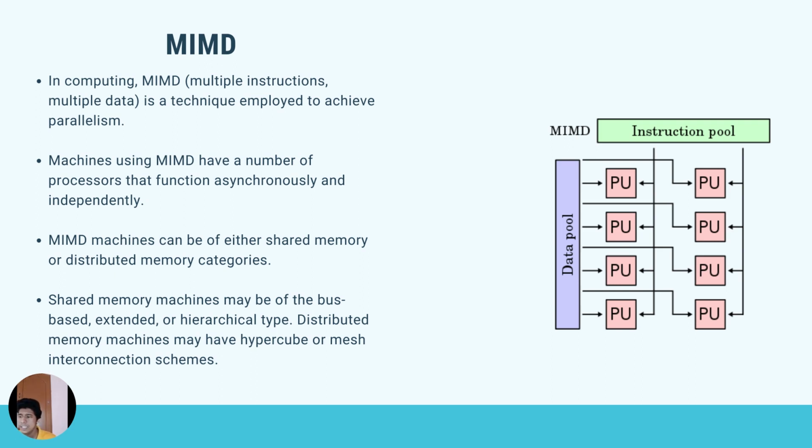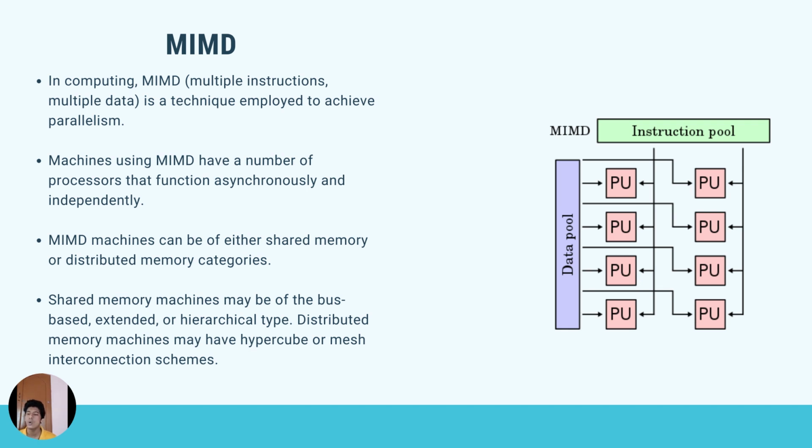The MIMD in computing has a multiple instruction, multiple data type. It's a technique employed to achieve parallelism. Now we have reached the state of complete parallelism. So in this case, machines using MIMD have a number of processors that function asynchronously and independently.